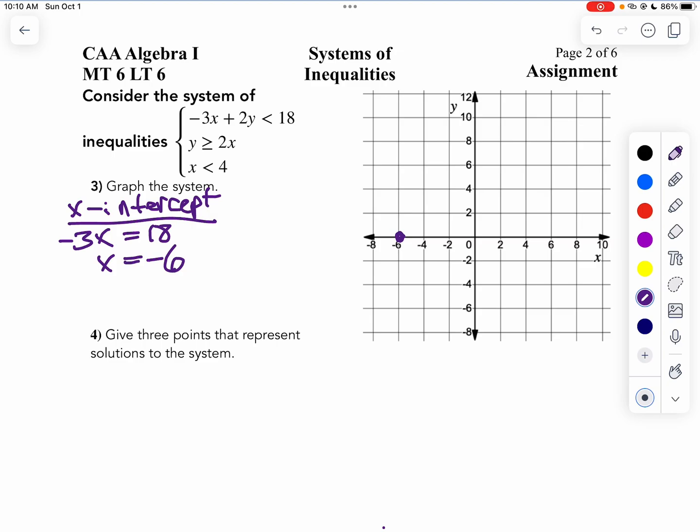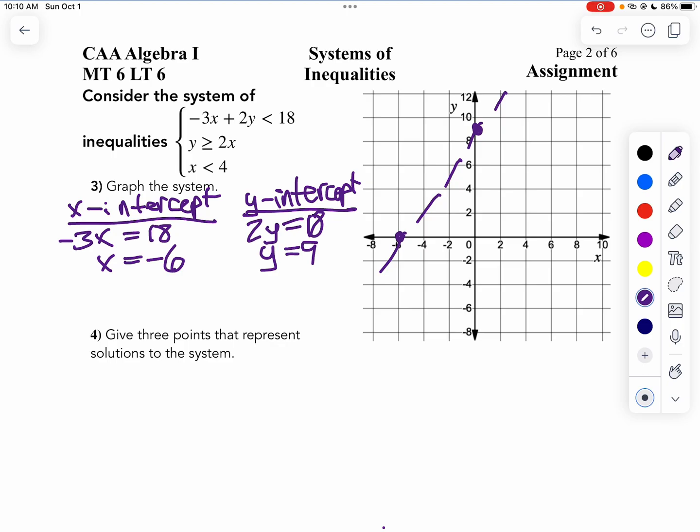I'll do the same thing for the y-intercept. The y-intercept is 2y equals 18, which means y is 9. So put it there, and notice there's no line under it, so I'm going to make a dashed line going through these 2 points.